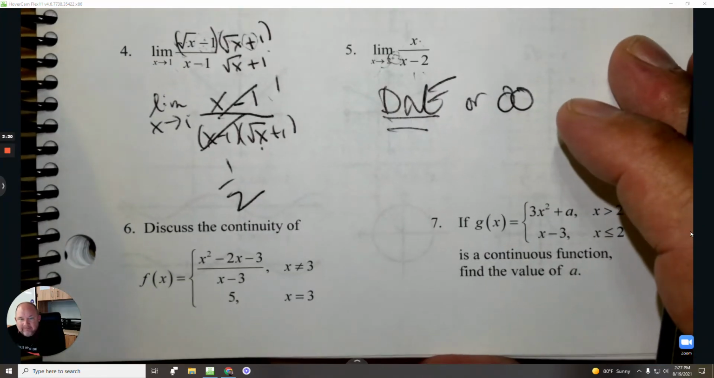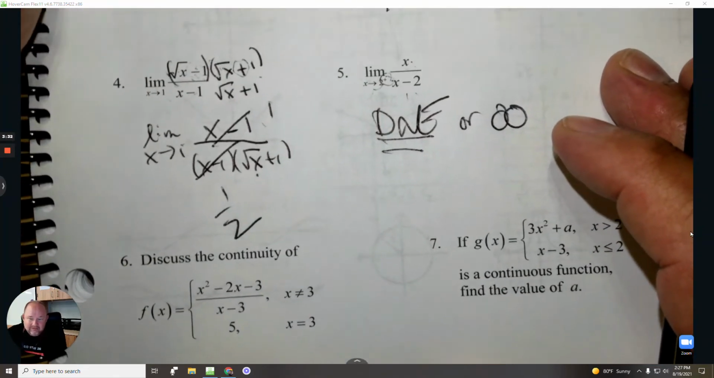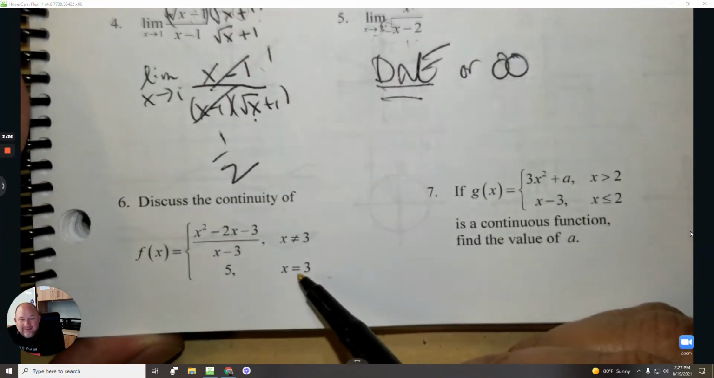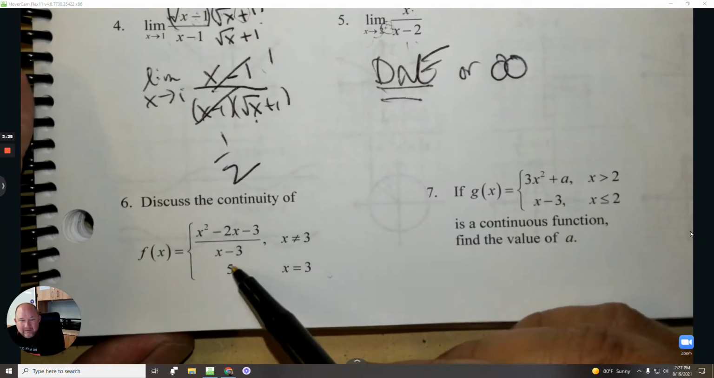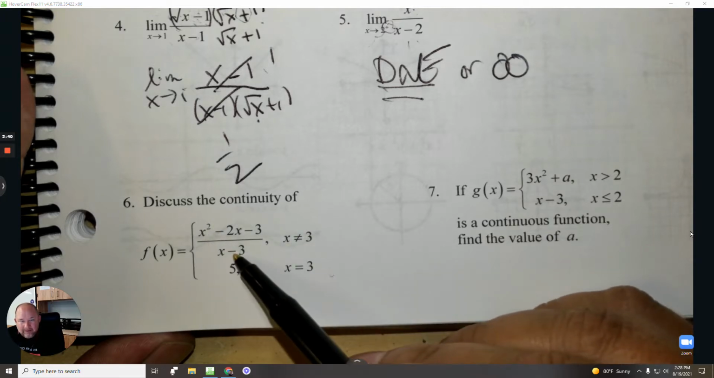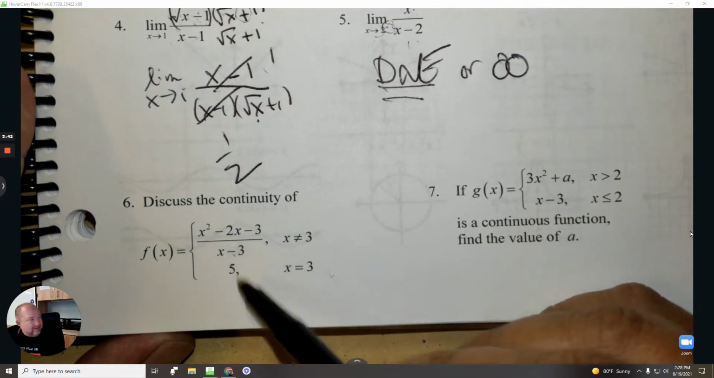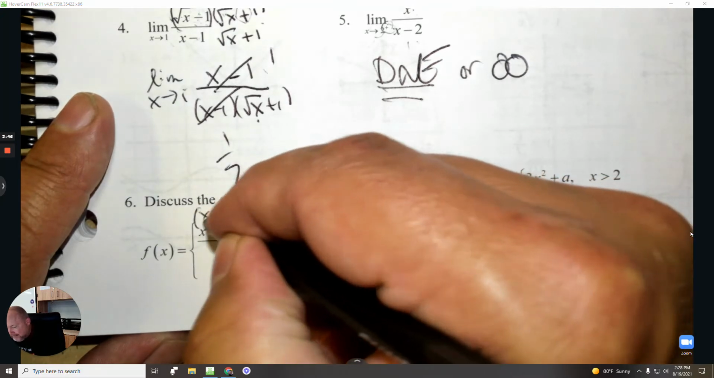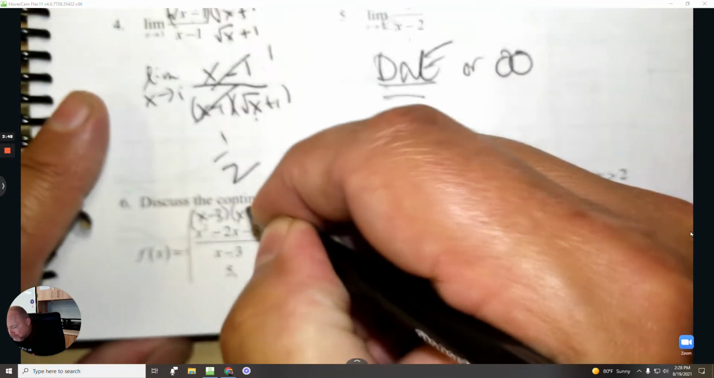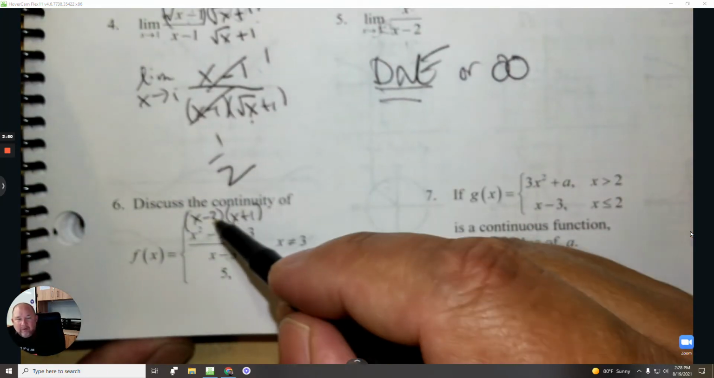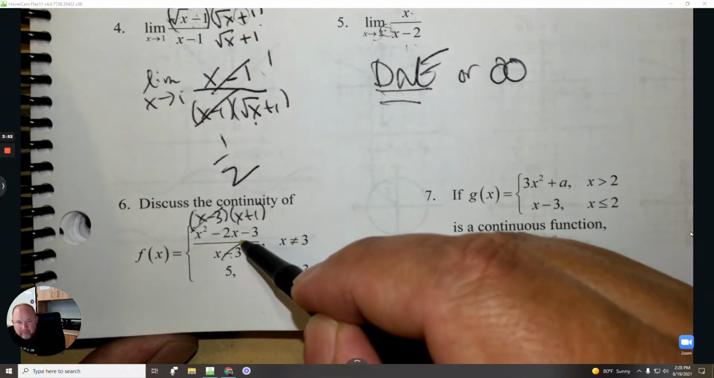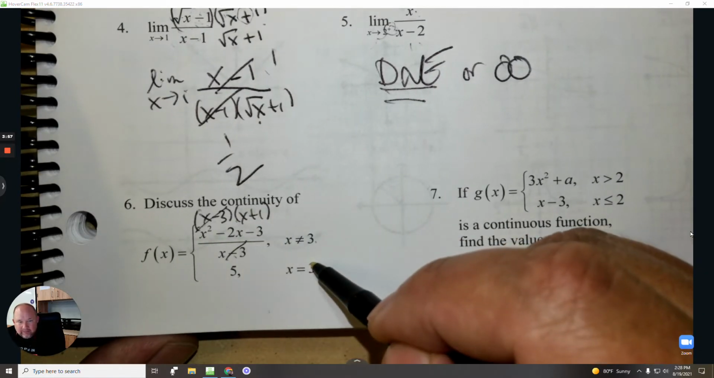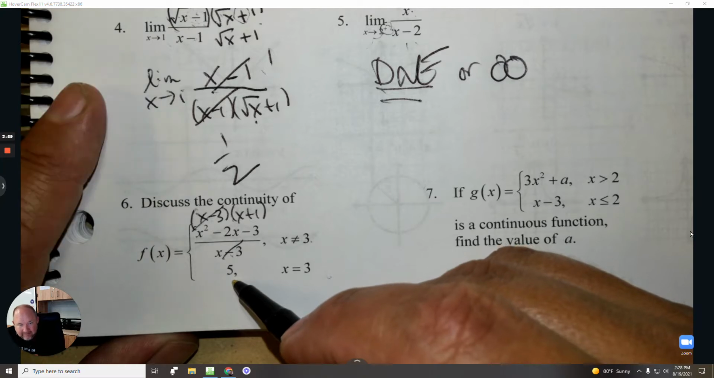Number 6, discuss the continuity here. If I look here, what would happen if I plug 3 in here? Let's factor the numerator out. So that is x subtract 3 and x plus 1. I want you to notice that these are removable. When I plug 3 into the top and then 3 into the bottom, I get 2 different answers.